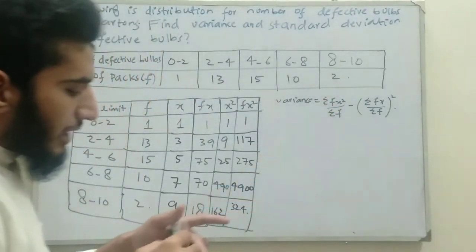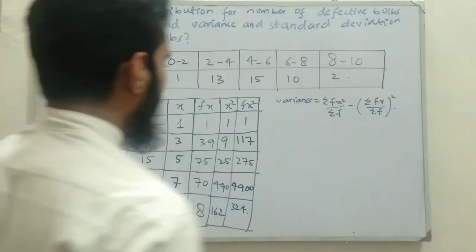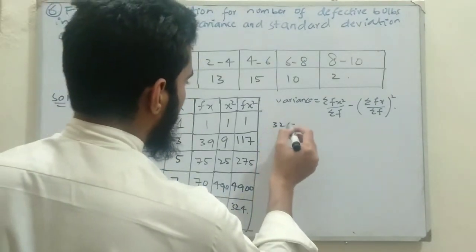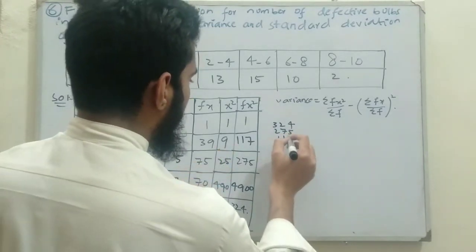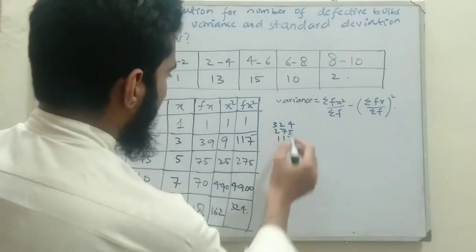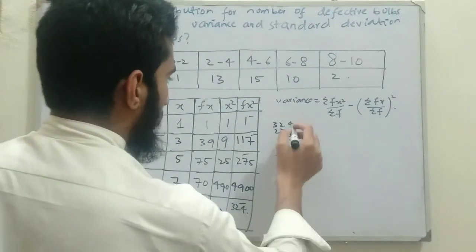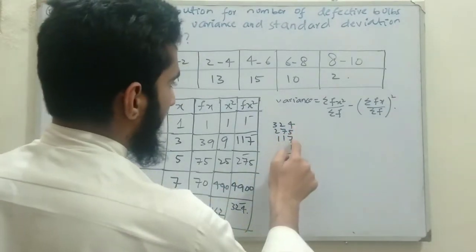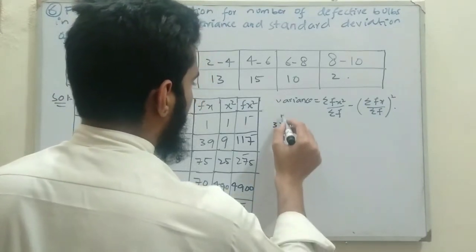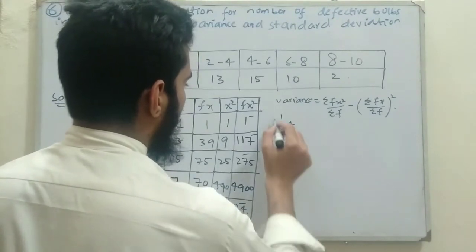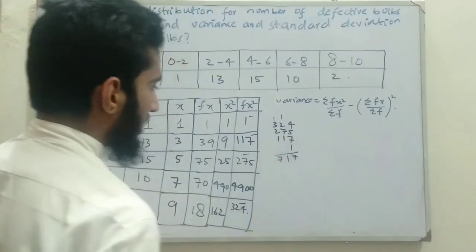Now here is the summation of f of x square. Summation of f of x square means the addition of all the values of f of x square. So adding all the values: 324, adding with 275, and after this 117. 275 and 324, and we also add 1 with it. So 5 plus 4 gives us 9, 9 plus 5 plus 4, and so on. So it gives us 717.